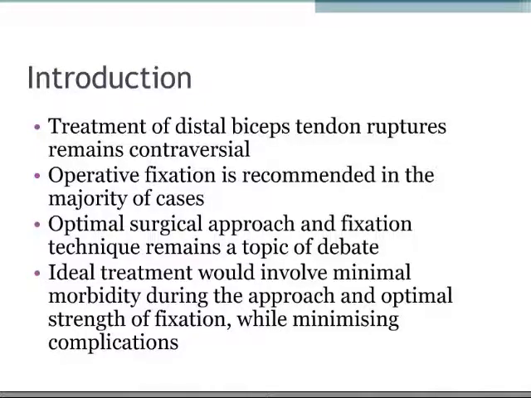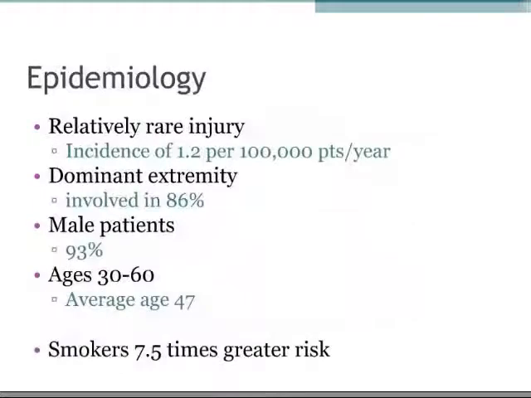Just a bit of background, the epidemiology. It's a relatively rare injury, an incidence of 1.2 per 100,000 patients per year. It usually involves the dominant extremity, which in one epidemiological study involved 86% of the injuries, and 93% of affected patients are male. Age range is 30 to 60 with an average age of 47, and smokers have a 7.5 times risk of distal biceps tendon rupture.